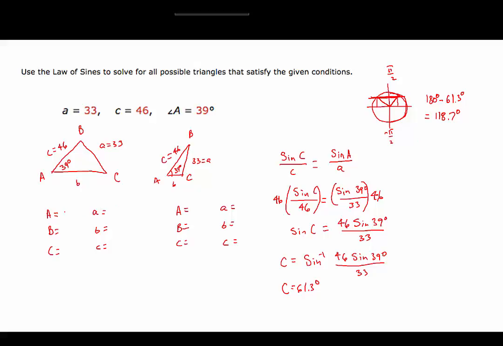Okay, so if we fill in the parts that we know so far for the first possibility, we have 39 degrees, which we've been given. We found an angle of 61.3 degrees. And then combining these two and subtracting that from 180, we would find that the third angle would be 79.7 degrees.